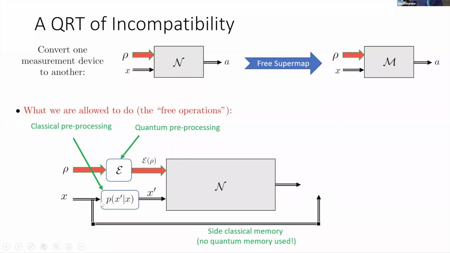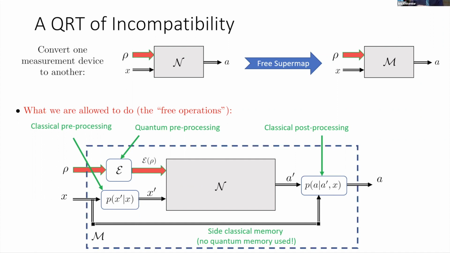And we can also take our classical input and store it in classical memory. Okay, so we're not allowed to use quantum memory. That's a resource for us. That's not allowed. But we can store our classical input in some classical memory. And then we can do some post-processing as well.